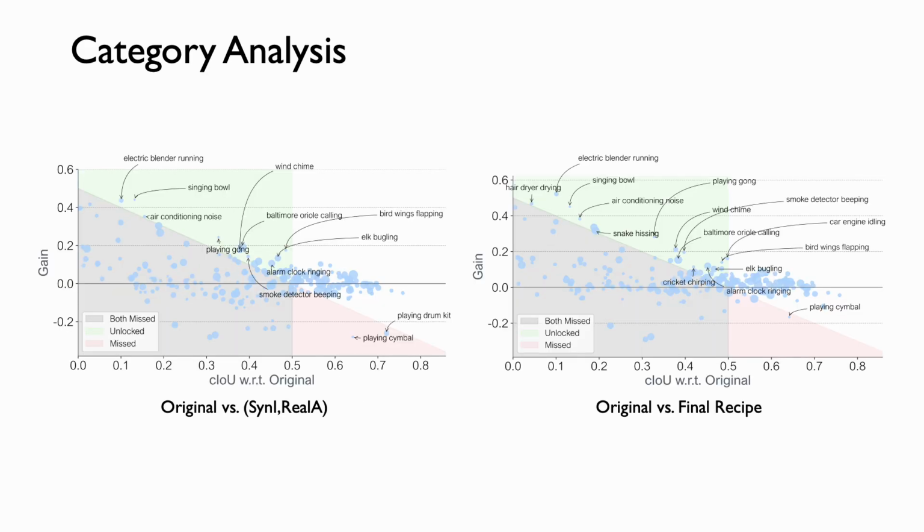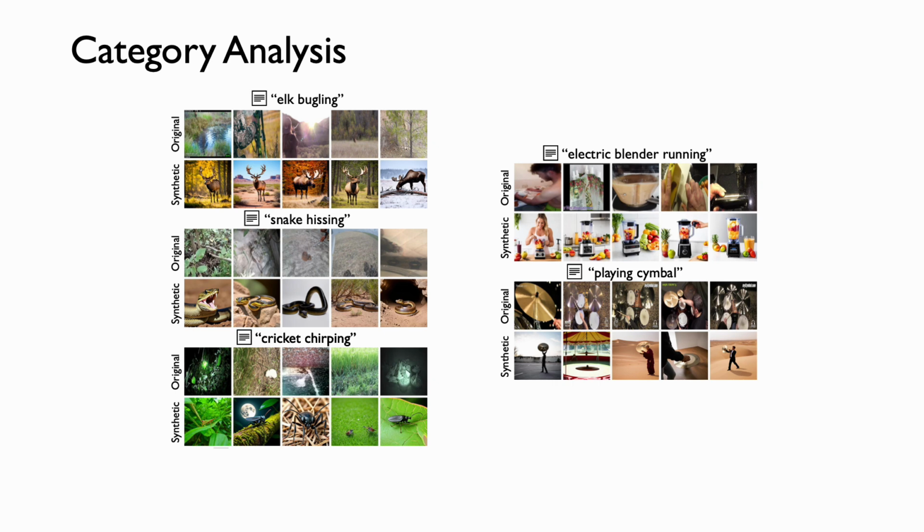Here, we analyze which new categories the model successfully learns to localize, as well as which categories show performance degradation. We observe that the model newly succeeds on categories such as electric blender running and snake hissing. At the same time, some categories, such as playing cymbal, show degraded performance. Here, we analyze why some categories improve while others, such as playing cymbal, show degraded performance.